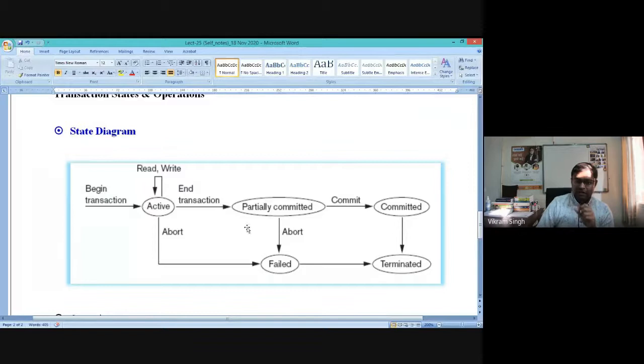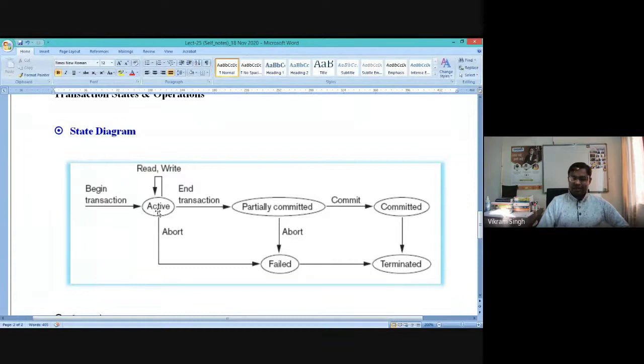Now this is the typical best case scenario, where no external interference happens to your transaction. From beginning a transaction to performing some operation during the active state, then you can go for partially committed. After partially saving, the system takes this transaction into the committed state. After committing, you can go for termination. So this is the typical best case scenario.